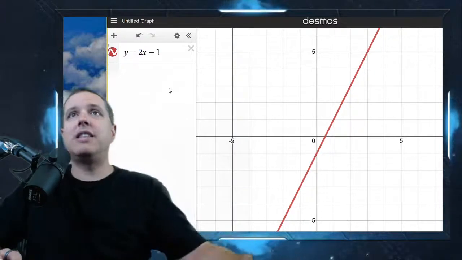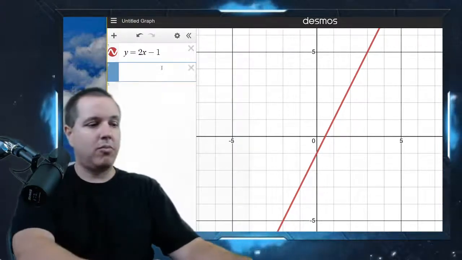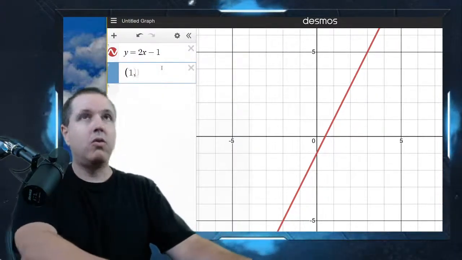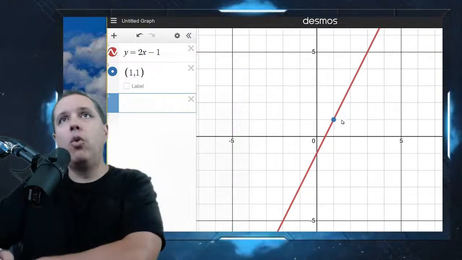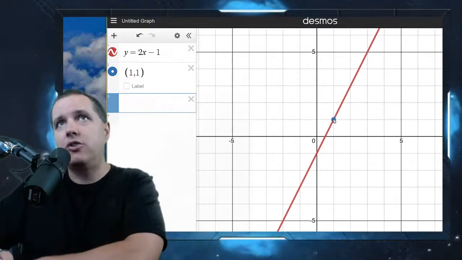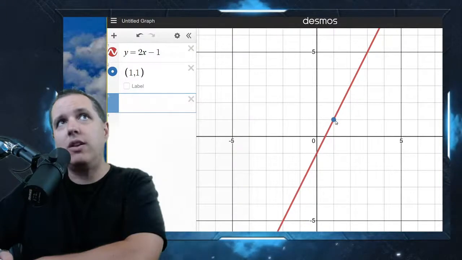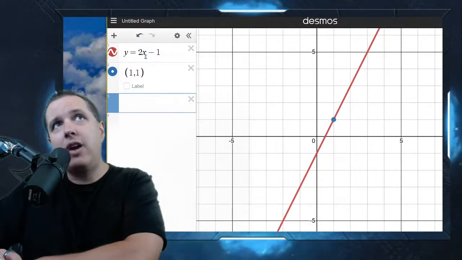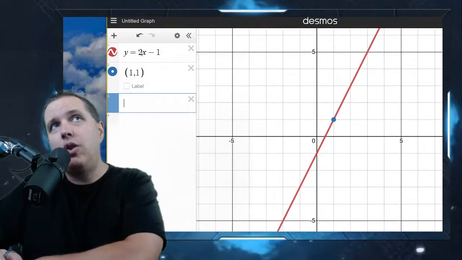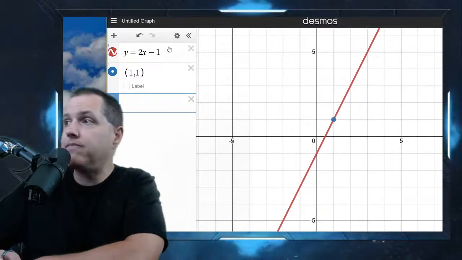For instance, let's take the example of the point 1, 1. 1, 1 is a point on this line. So that means x equals 1, y equals 1. If you plug in 1 for x and 1 for y, what do you get? You get 2 times 1, which is 2, minus 1. So 2 minus 1 equals 1. So 1, 1 is a solution. If I plug 1 in here for x and 1 in here for y, it works, right?